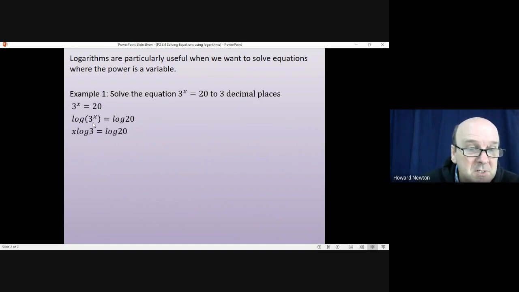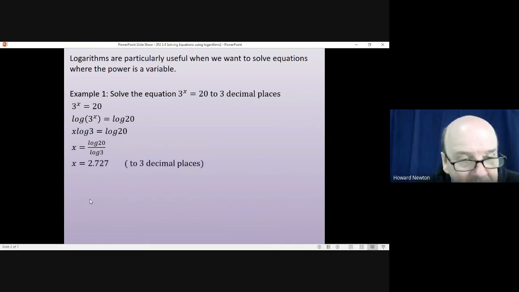The next thing to do is to bring this x down using the rule with powers. So x log 3 is equal to log 20. And then we can divide by log 3. And that'll give us the answer. So x is equal to log 20 divided by log 3. That you put into your calculator and write down the answer, in this case to 3 decimal places. x equals 2.727. Now, that's the standard method for solving this equation.